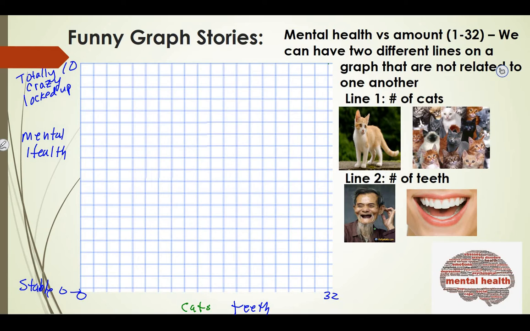What if 32 cats? You're crazy. And that's going to stay up here until like 20. And then it goes like this. Okay, now teeth. So 32, you have all your teeth. Oh, no, missing. We're doing missing? I think we're doing missing teeth. So 32 missing teeth. In other words, you have no teeth. You're all gums. Or 0, you're not missing any teeth.